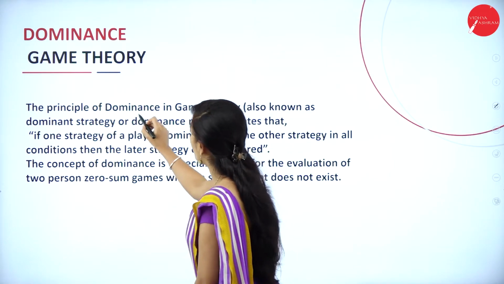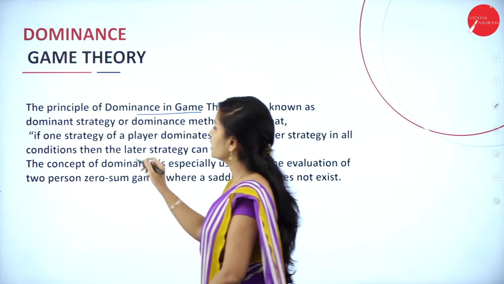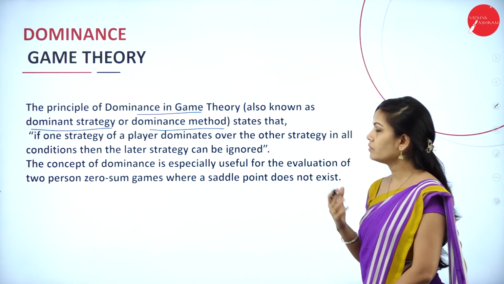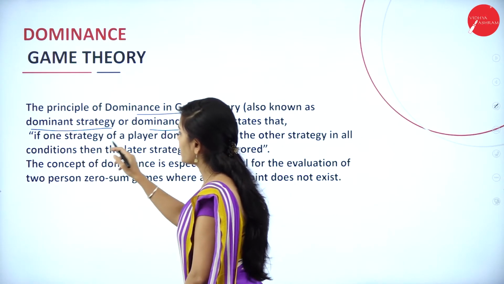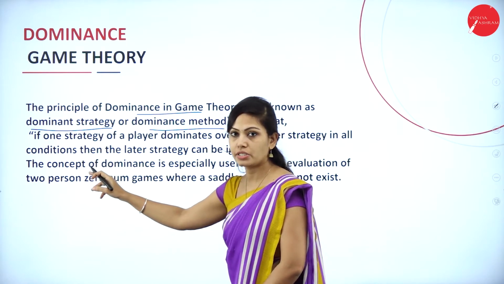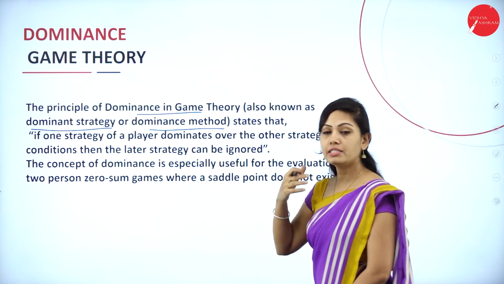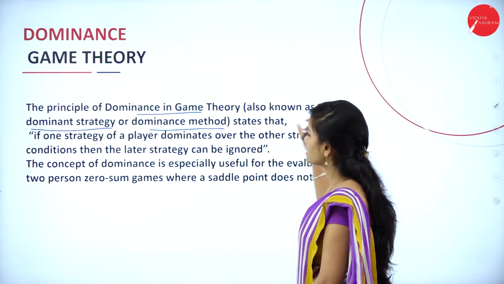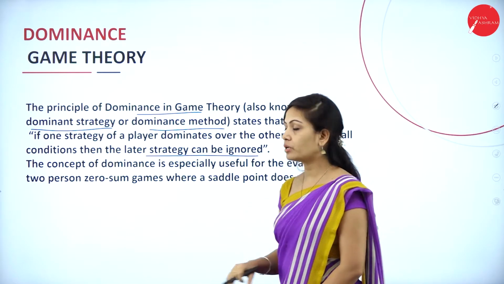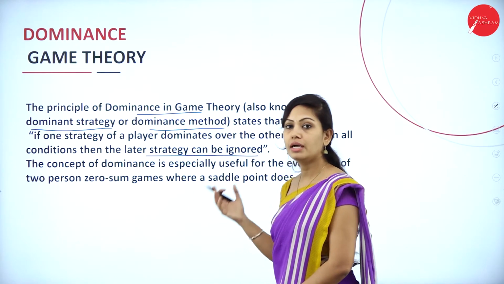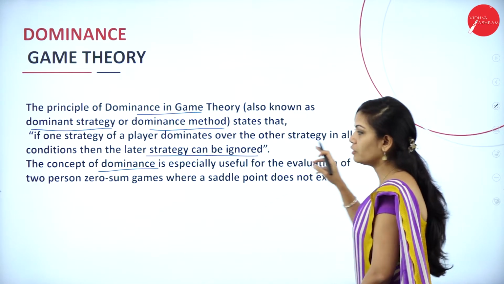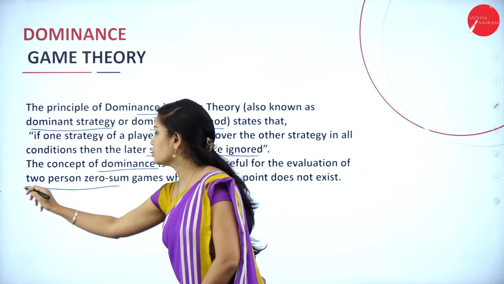The principle of dominance in game theory is also known as dominant strategy or the dominance method. It states that if one strategy of a player dominates over the other strategy in all conditions, then the latter strategy can be ignored. The concept of dominance is especially useful for the evaluation of two-person zero-sum games.